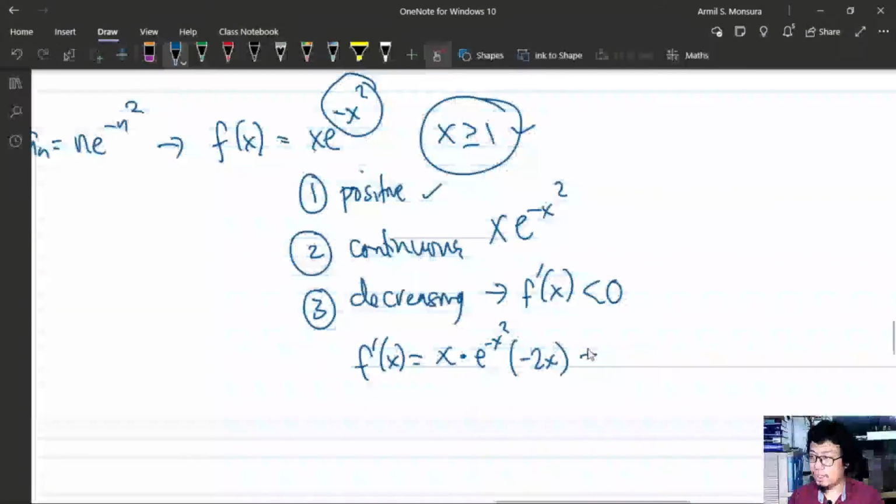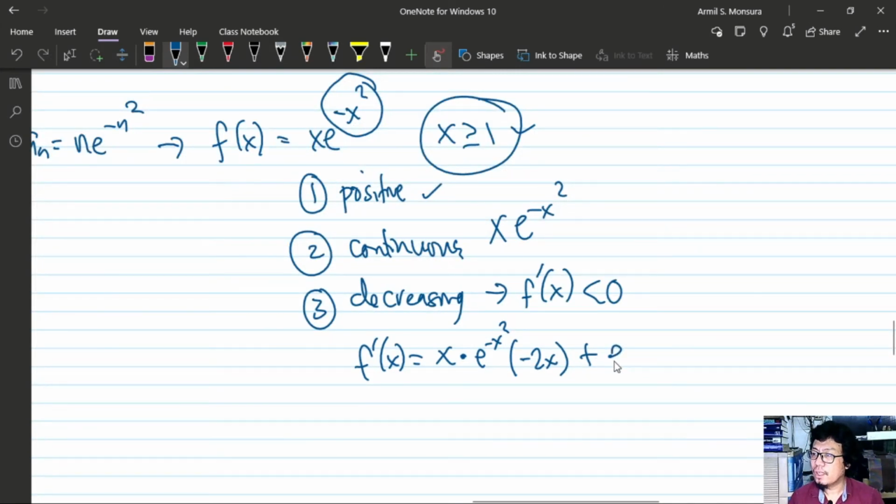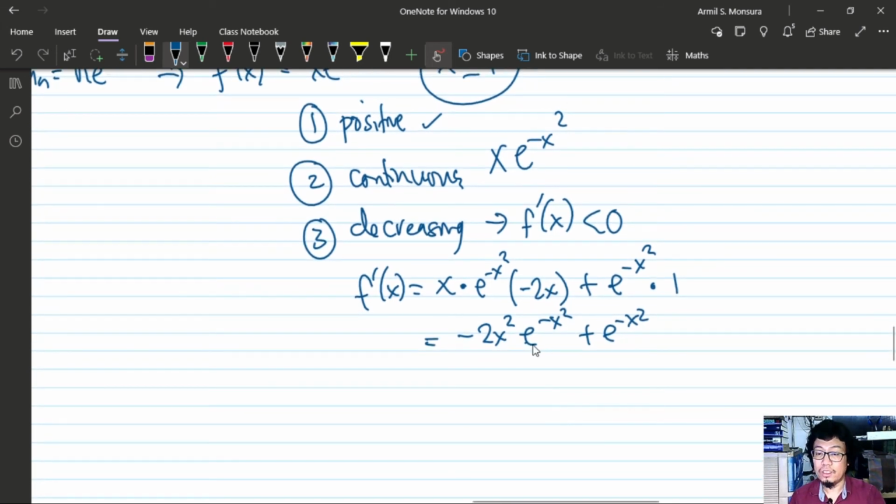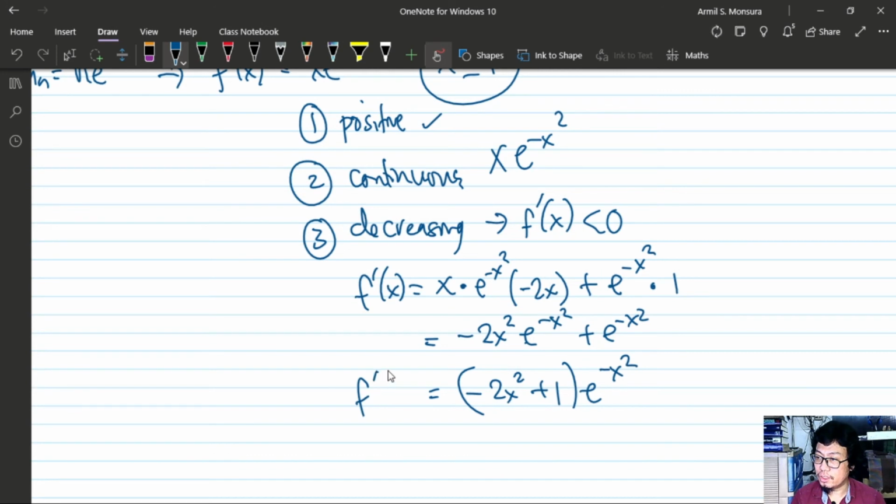And then this is plus e raised to negative x squared multiplied to the derivative of x, which is 1. So essentially, the first derivative becomes negative 2x squared e raised to negative x squared plus e raised to negative x squared, which we can see both terms contain the factor e raised to negative x squared. So we'll have this as negative 2x squared plus 1, multiplied to e raised to negative x squared. This is your first derivative.